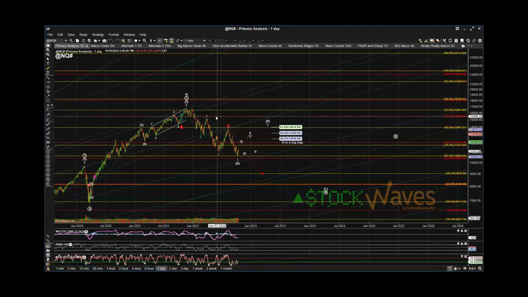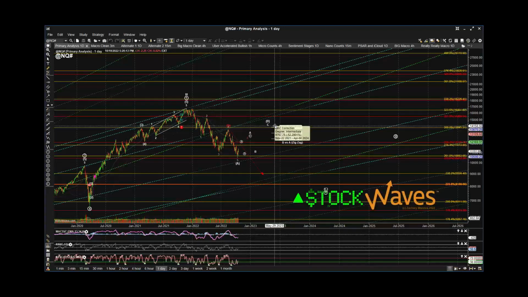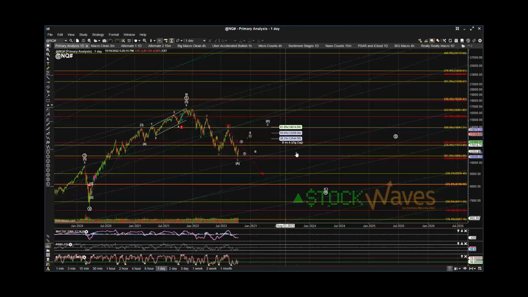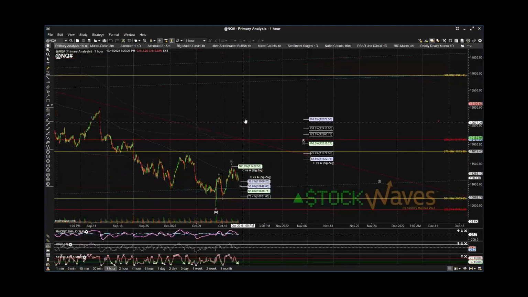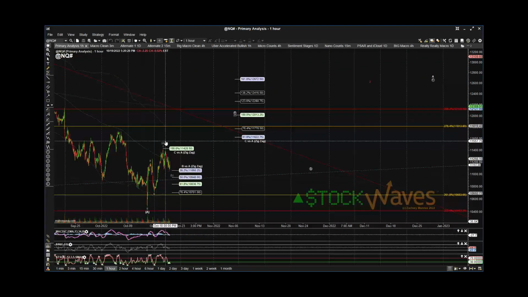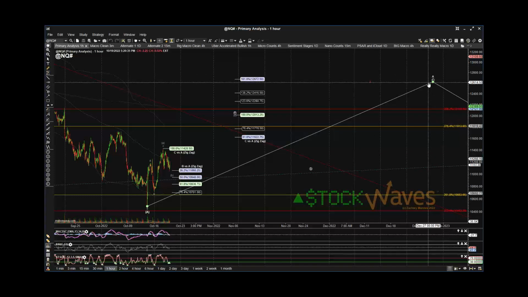At the smaller degree, though, it looks like the same leading diagonal down for an A wave and working on the B wave bounce, which should really target the 14,000 region and then set up for a drop from there down towards 8,000 or maybe even lower. Off of the low, though, it does look very, very similar to what we just looked at on the ES. Ideally, the smaller A and B inside the minute degree A wave of the minor degree A wave of our parentheses intermediate degree B wave bounce.